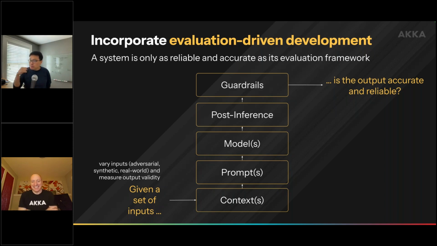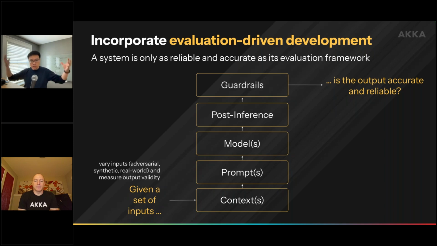So what do we mean by evaluation-driven development? Well, when you're actually sending something to an LLM, you typically are assembling that context, you're adding it to your prompt, you're sending it to your model. Then after the model's given a result, you're actually processing that response. If the model gives you multiple responses, you're picking what you think is the best response. You may add some additional guardrails. And so the question is, when you send something all the way through this flow, is the output any good? Is it accurate? Is it reliable?